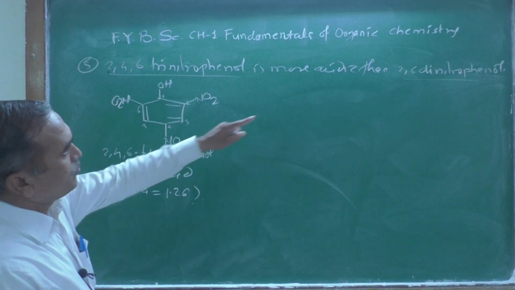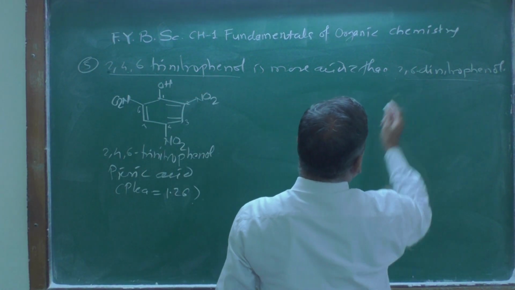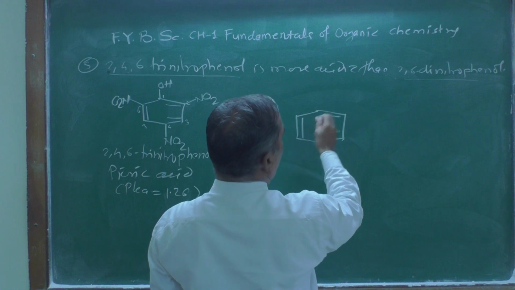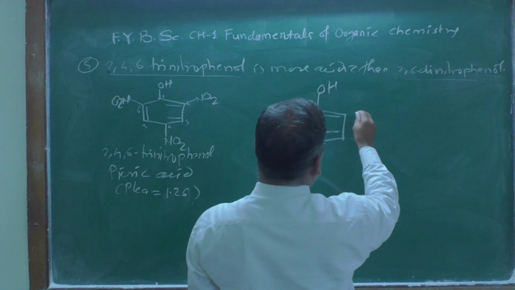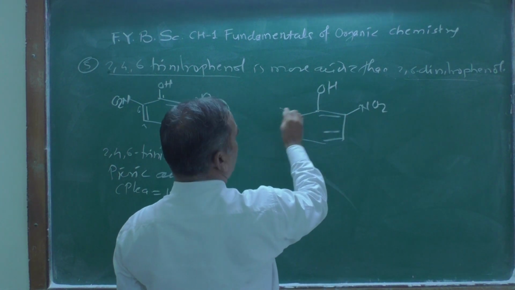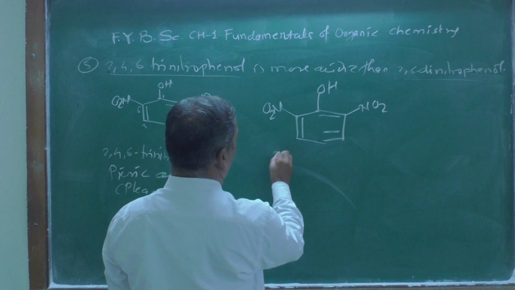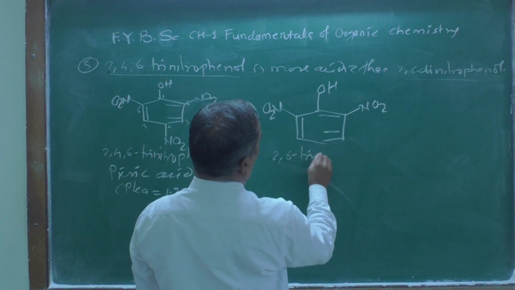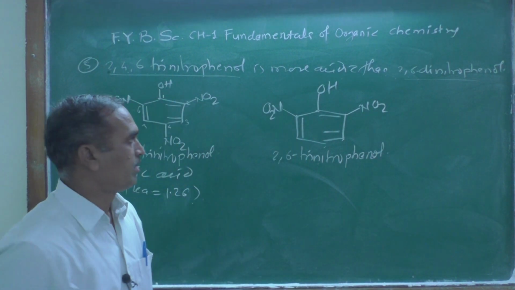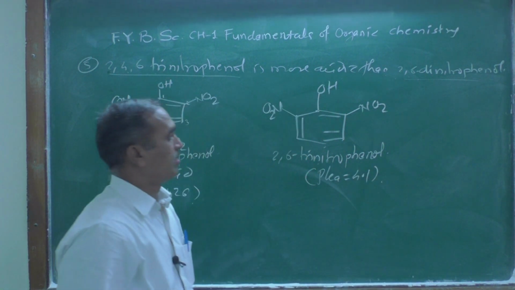And if you look at the last one, the structure of 2,6-dinitrophenol, that is the structure. It is very simple again. Here OH is there, and a nitro group at 2 position. If you count 1, 2, 3, 4, 5 and 6, at 6 position that is a nitro group over there, and therefore this is the structure of 2,6-dinitrophenol. If you see, the pK value is found to be 4.1 something, roughly.